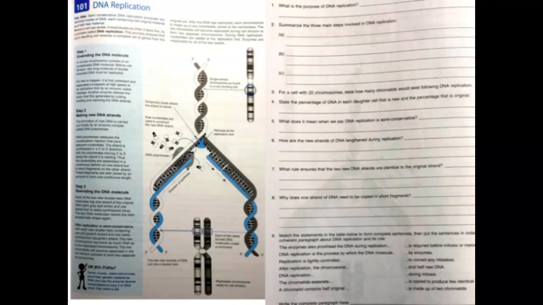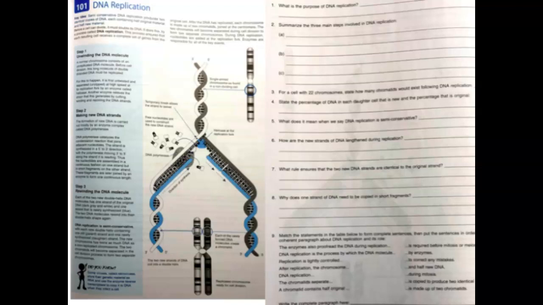Number 4, state the percentage of DNA in each daughter cell that is new and the percentage that is original. 50% is new, 50% is original. Number 5, what does it mean when we say DNA replication is semi-conservative? We explained that a lot, but it basically just means that each new double strand has one strand that's the original parent DNA. Number 6, how are the new strands of DNA lengthened during replication? This is when DNA polymerase adds nucleotides in the 3' end of the new DNA strand, matching bases on the parent DNA with complementary bases on the new DNA strand.